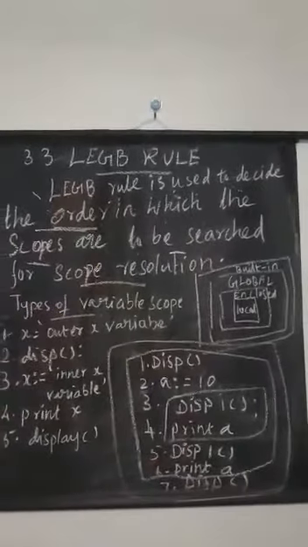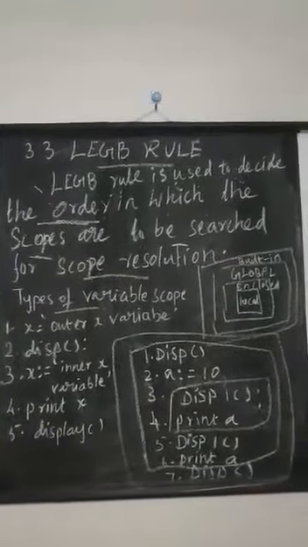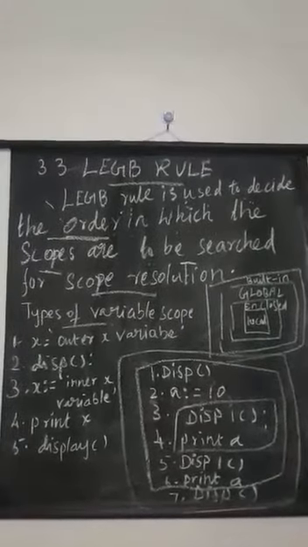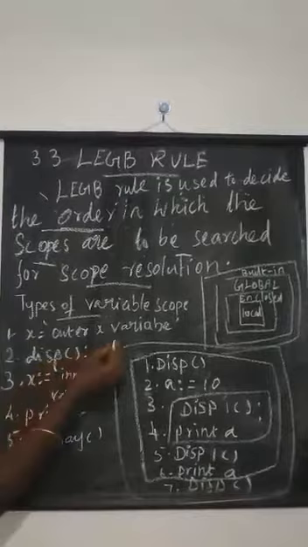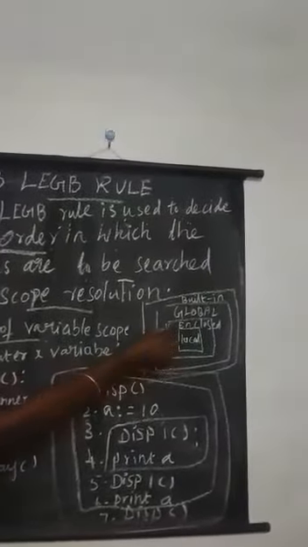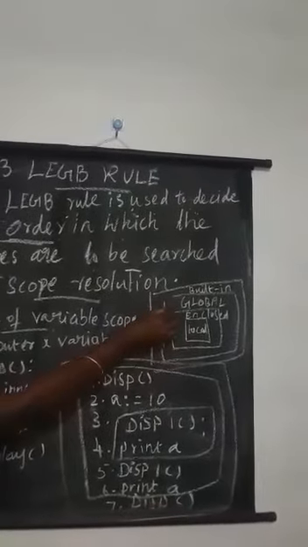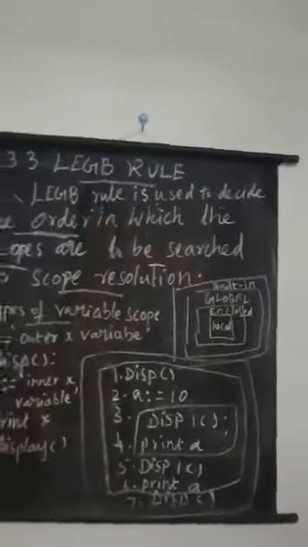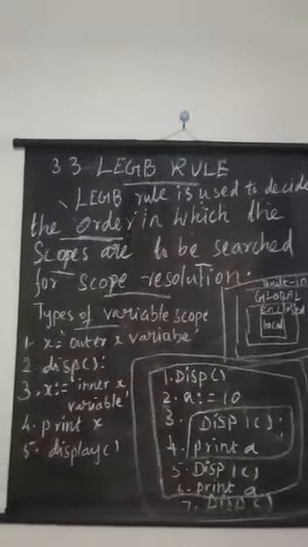Next, types of variable scope. There are 4 types of scope: local scope, enclosed scope, global scope and built-in scope. Here is one example.